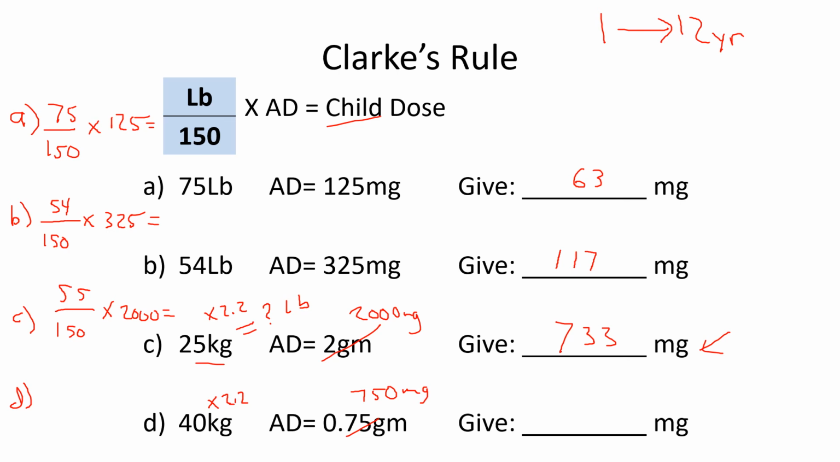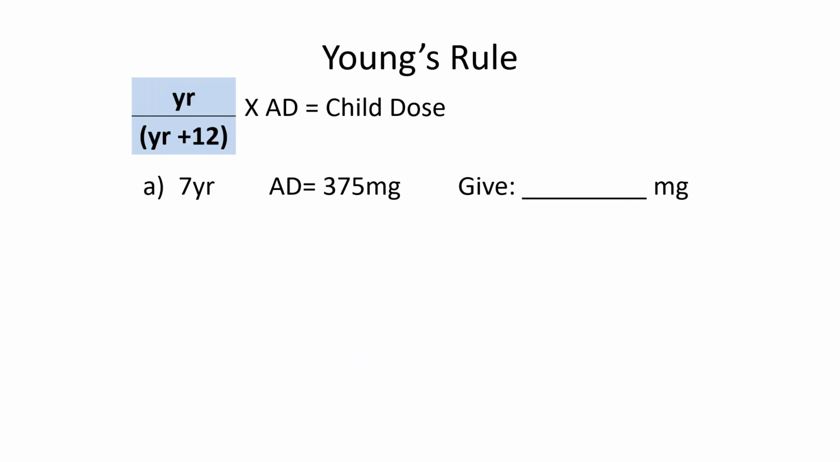Is there a second? 440, okay, so not too bad. When you're given weight, change it to pounds, and you can figure out the child's dose. But if you're given age, you're going to use Young's rule. This one is a little bit different. You take the child's age divided by their age plus 12 times the adult dose.